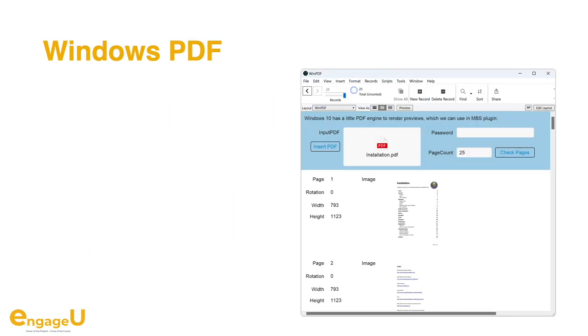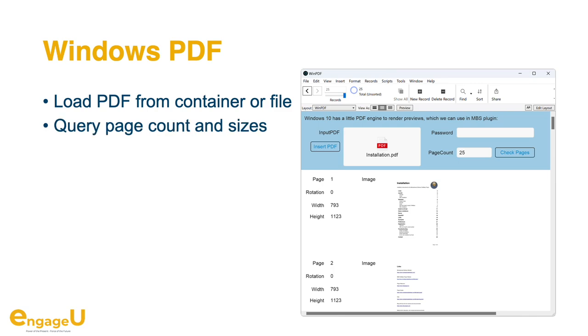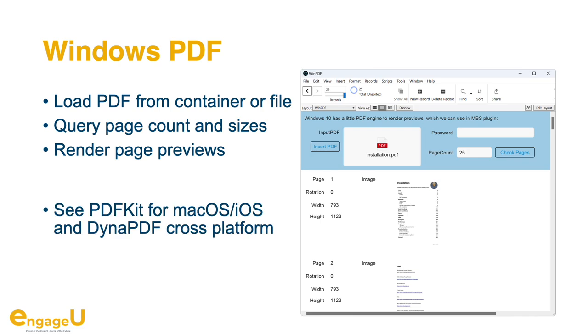Then Microsoft started to deliver a little bit of PDF support in Windows 10. We can use that to load a PDF file from a container or file, and then we can render pages, query the page count and the sizes. And this can be very helpful if you want to get a PDF preview without DynaPDF here. Otherwise, we have PDFKit functions on Mac and iOS, as well as DynaPDF to get the same cross-platform.